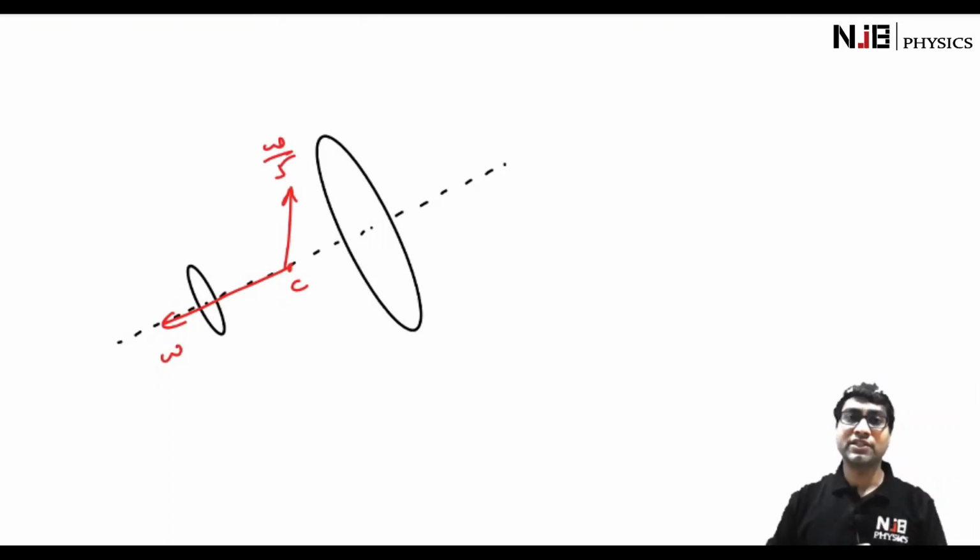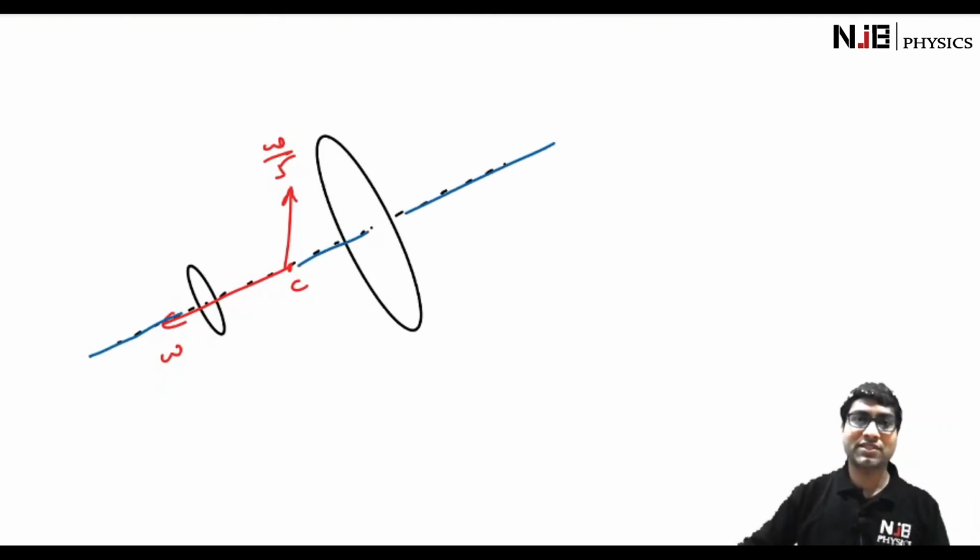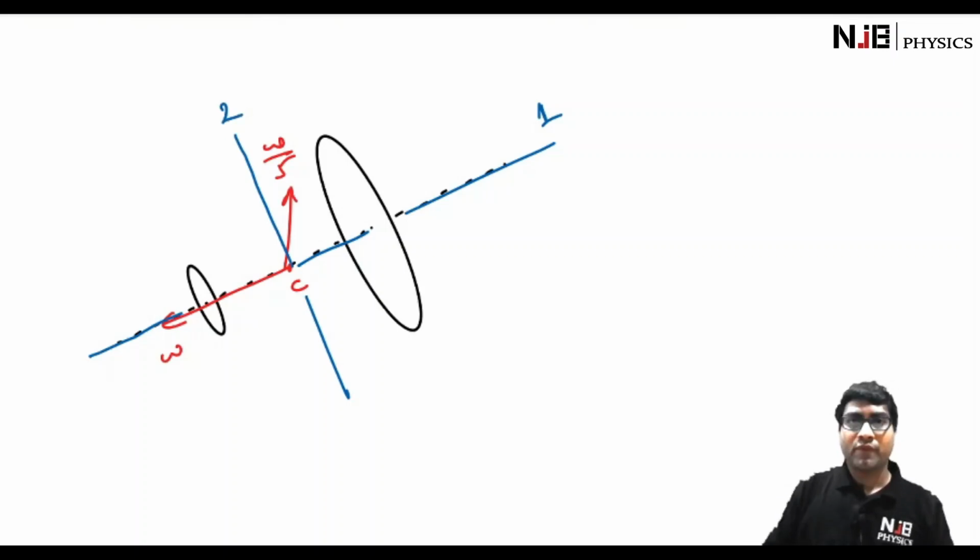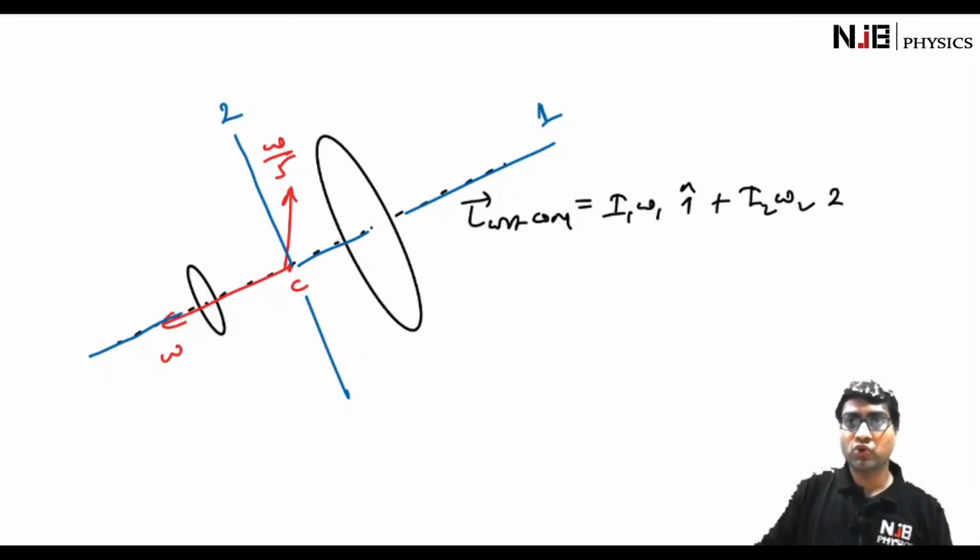Now you have to identify two principal axes of this assembly. One of the principal axes will be along this axle. I'm going to call this principal axis number 1, and another principal axis will be perpendicular to this axis and passing through the center of mass, and this is going to be your second principal axis. So the angular momentum with respect to the center of mass is going to be I1 omega 1 1 cap plus I2 omega 2 2 cap.